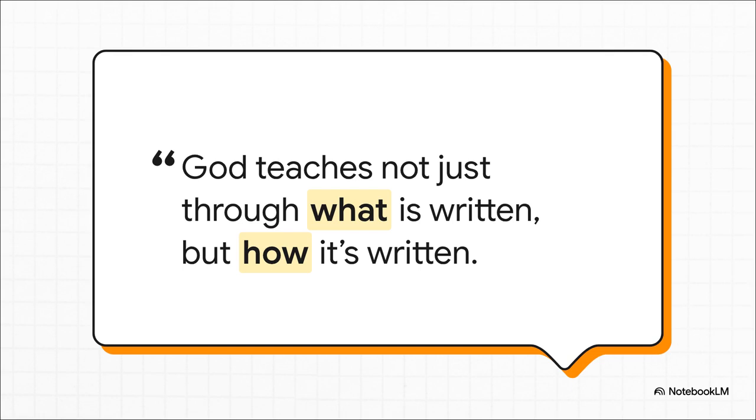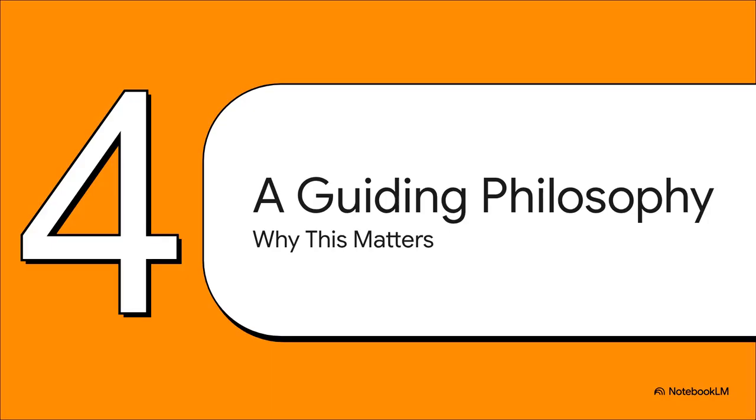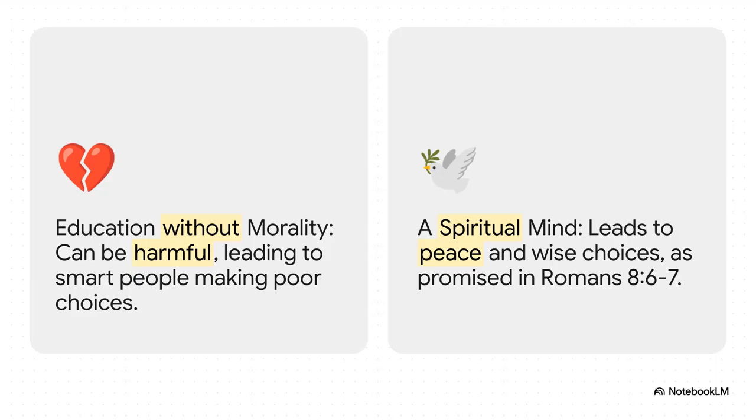It's pretty incredible. So, okay, why does all of this matter? What's the big deal? Well, this whole way of reading, of looking for details, it's built on a specific guiding philosophy, one that connects knowledge, morality, and true understanding. And this philosophy really lays out two different paths. On one side, you have education without any kind of moral compass, and that's seen as potentially harmful. You can create really smart people who make really bad choices. But on the other side, you have a spiritual mind which is said to lead to peace and wise choices, just like it says in the book of Romans.